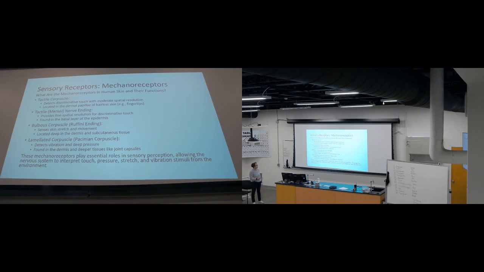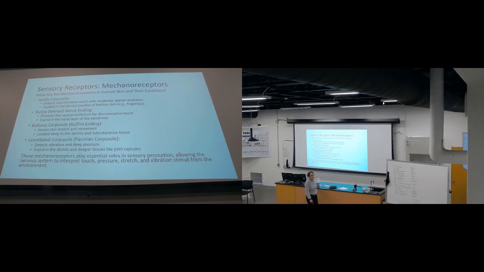So we have some that are called tactile corpuscles that help us to discriminate touch with moderate spatial resolution. So basically, you can tell with these tactile corpuscles whether an object is rough or smooth, and they are located in the dermal papilla of hairless skin in the fingertips. That's where we have the tactile corpuscles.